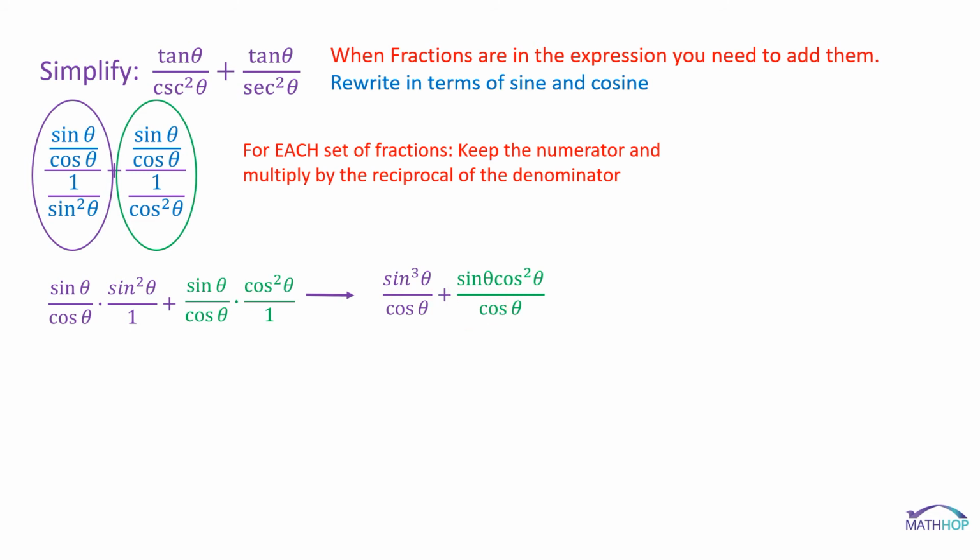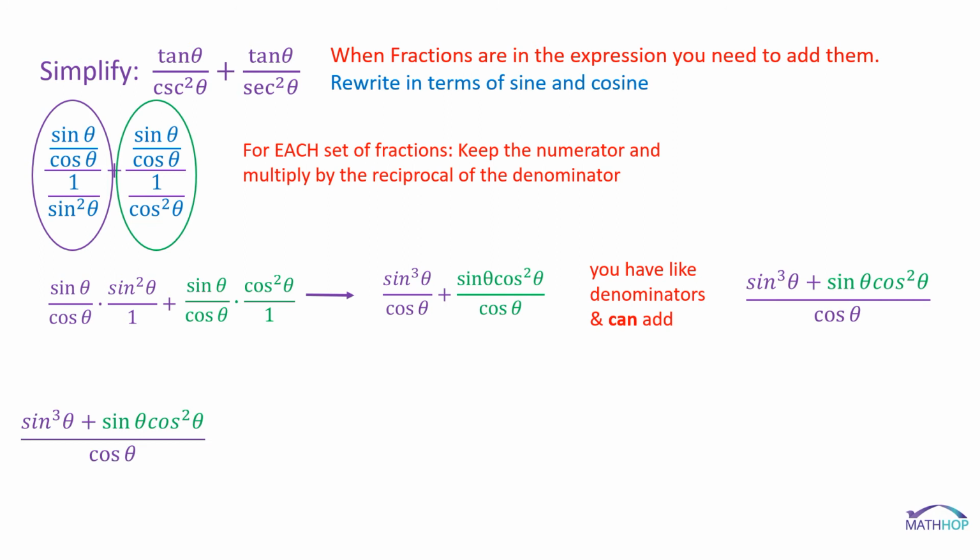Now, the good news here is we already have like denominators. We can add these fractions straight away. So when we add those, we simply say this is sine cubed plus sine times cosine squared all over our like denominator of cosine. Not too bad. We're definitely not done. Remember, we're simplifying these. You can't leave your answer if it looks worse than what you started with.